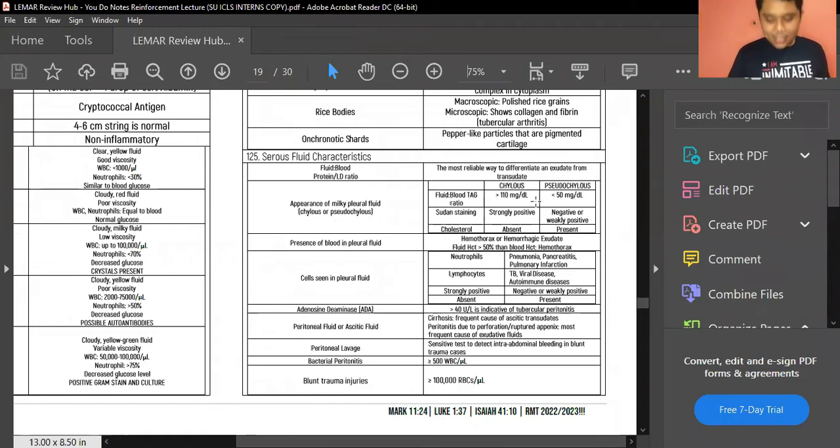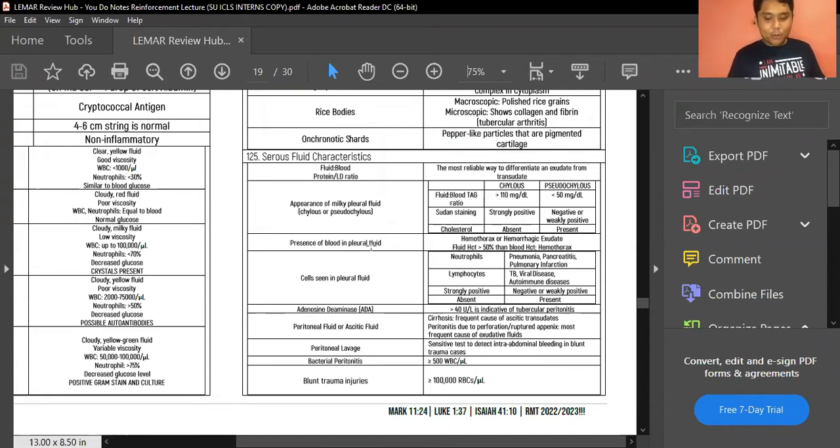Again, what is the best test to differentiate chylous or pseudochylous? Your triglyceride. Take note, fluid to blood triglyceride ratio. Higher in chylous compared to pseudochylous. Again, chylous effusions have thoracic duct leakage, so you introduce lymphatic fluid into your cavity. Therefore, lipids and fats are high, so many triglycerides. And for pseudochylous, take note, it is positive for cholesterol. But if the question is the best method to differentiate chylous from pseudochylous, you have the fluid to blood triglyceride ratio.